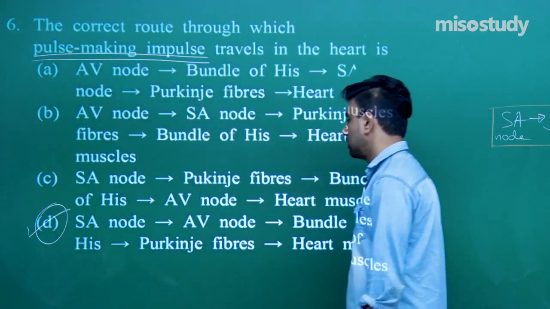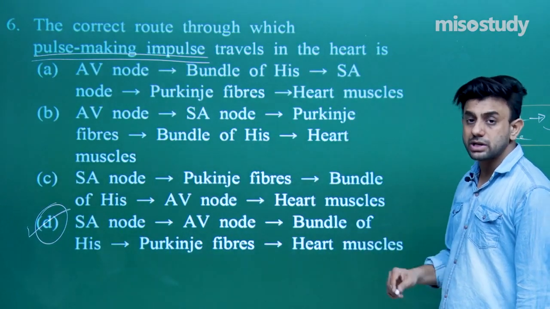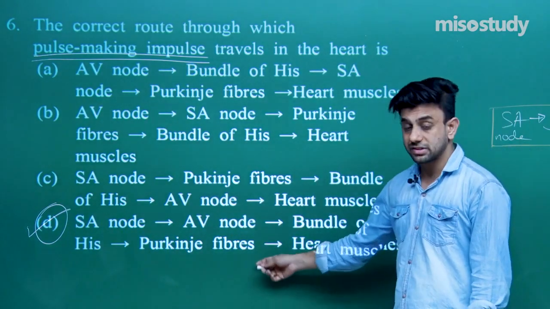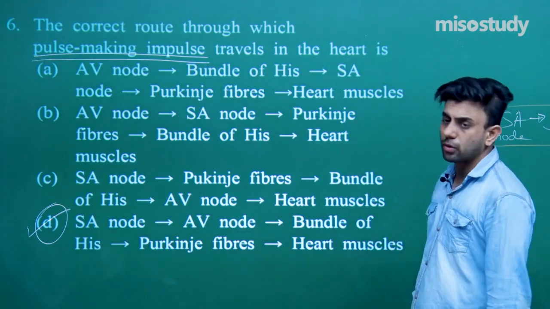We will see that the rate of the impulse will be highest in the Purkinje fibers. So I hope you got this.